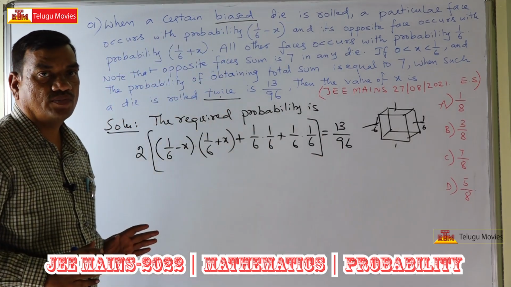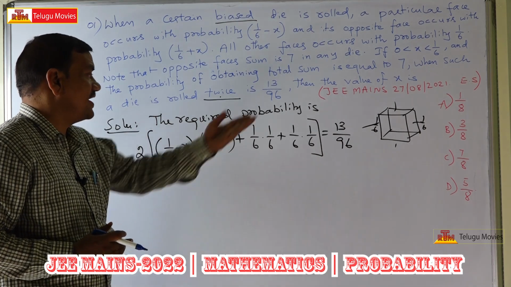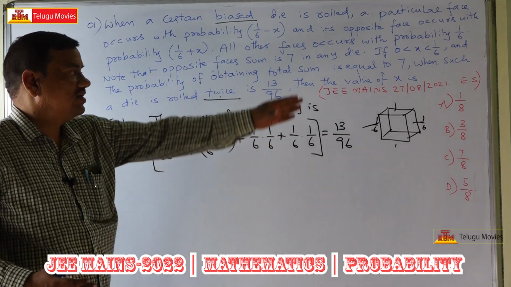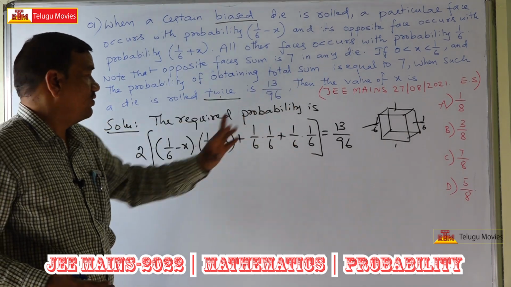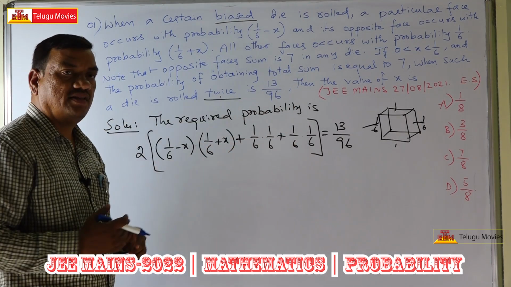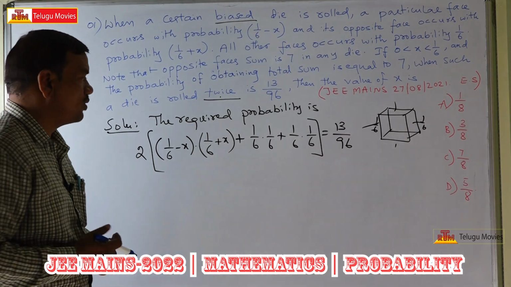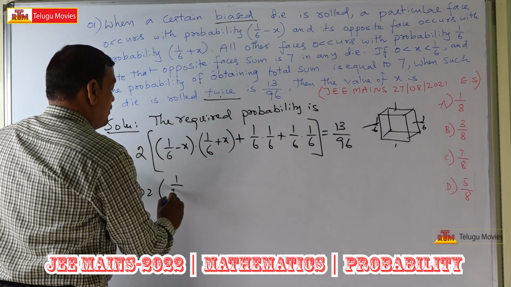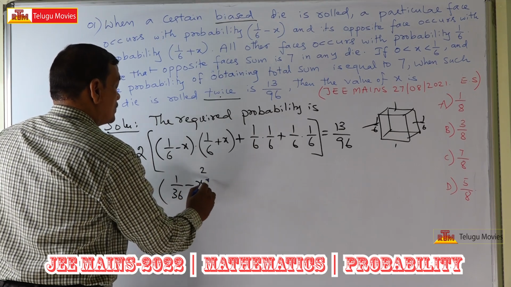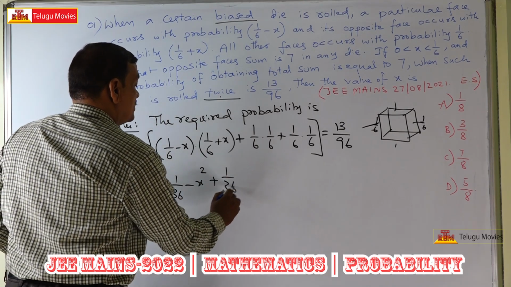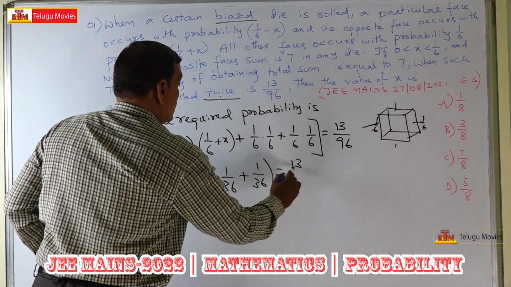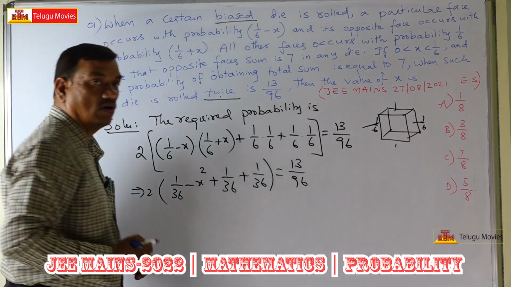Very easy problem. If you find out the value of x, the answer will be there. You can do option verification: if you put any one of the options here, you can get the answer. I will solve this problem, so let us see this. This is 1 by 36 minus x square plus 1 by 36 plus 1 upon 36 is equal to 13 upon 96.